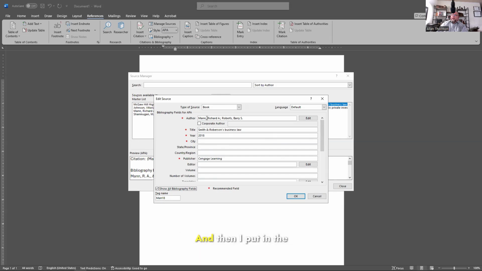All right. And then I put in the author's names. Now pay attention to how the author's names are in there. It is last name first, a comma, then the first name and the middle initial, then a semicolon.